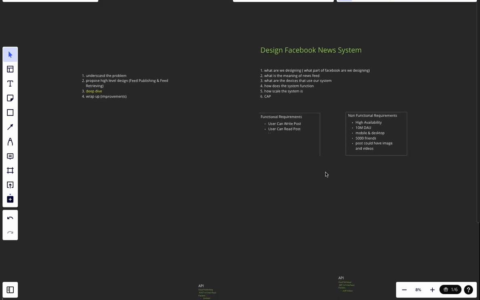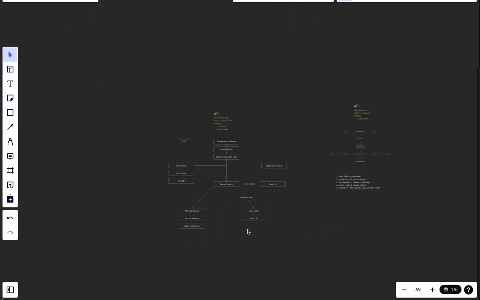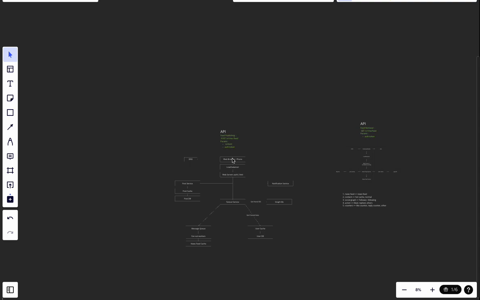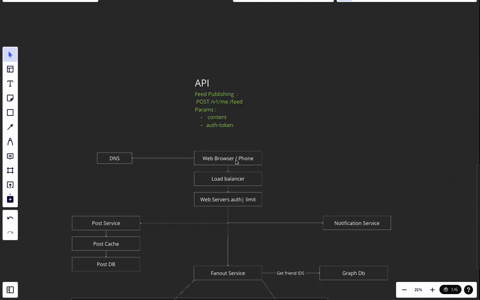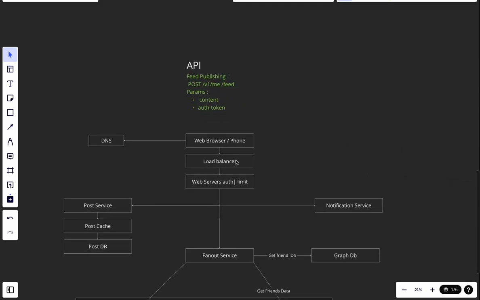The second step is to propose a high level design. In the high level design, we just started easy, and just talked about how the system will work. Maybe we start with one server, a load balancer, but we don't care about the authentication, we don't care about the limits. We don't talk in detail about the services. We don't do that. We just scope a high level design.